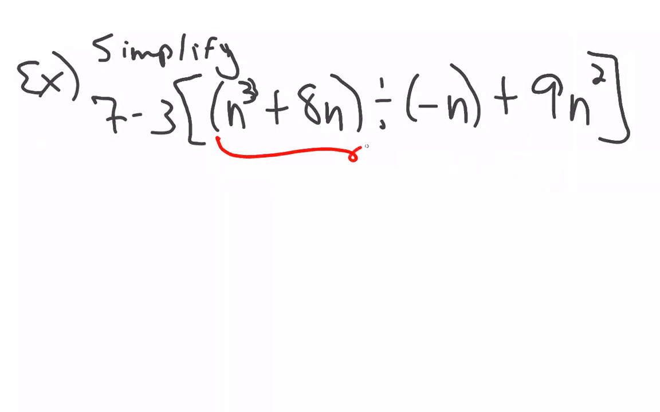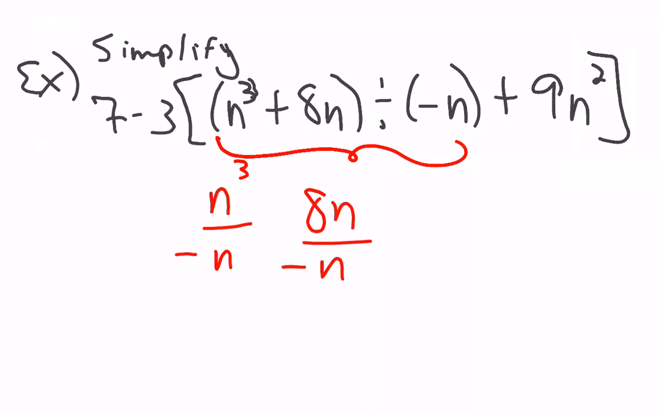So this is where we start, and we're going to divide those. Now remember, we're dividing each term individually. So it'd be n cubed divided by a negative n, and 8n divided by a negative n. All right, so there's a 1 there. n cubed divided by n to the 1. We're going to subtract those, gives us negative n squared. And 8n divided by negative n, so those cancel, which gives us negative 8.